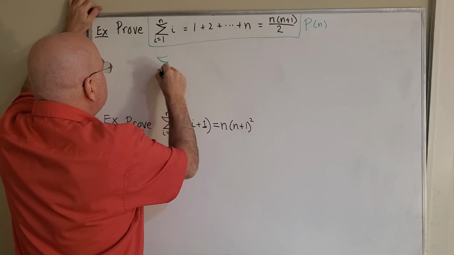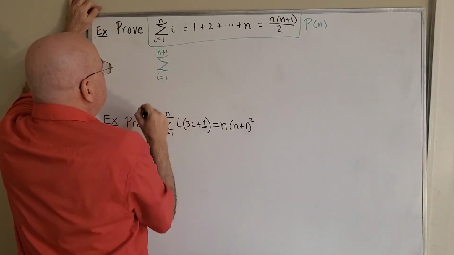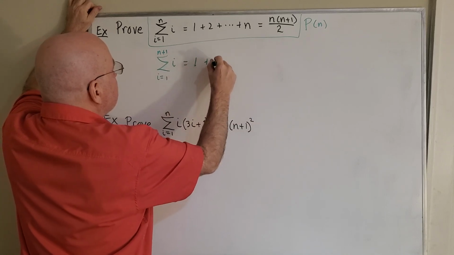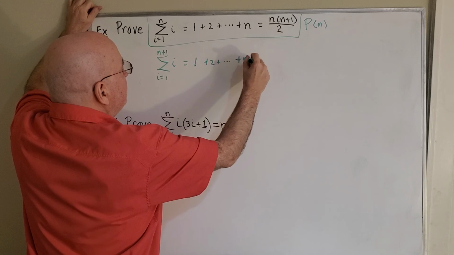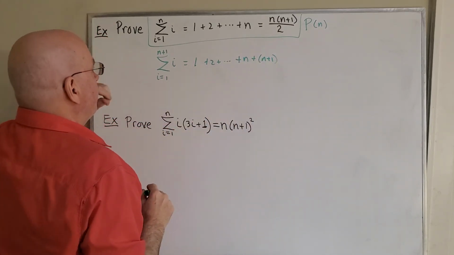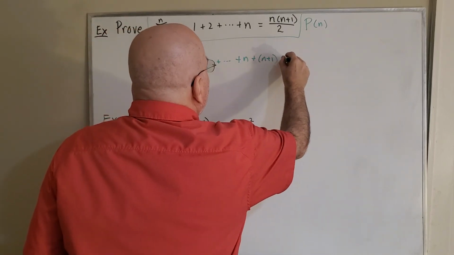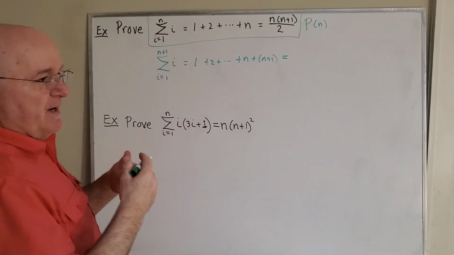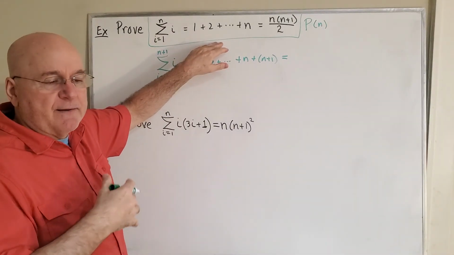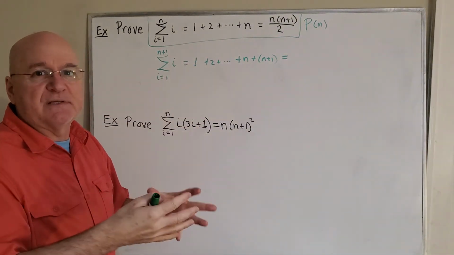Well, you basically replace n with n plus 1. And it would go 1 plus 2 plus, and so on, but you have to go one further there. And what are we trying to prove? If we assume that Pn is true, and we want to prove that Pn plus 1 is true, we have to be able to state what Pn plus 1 is.